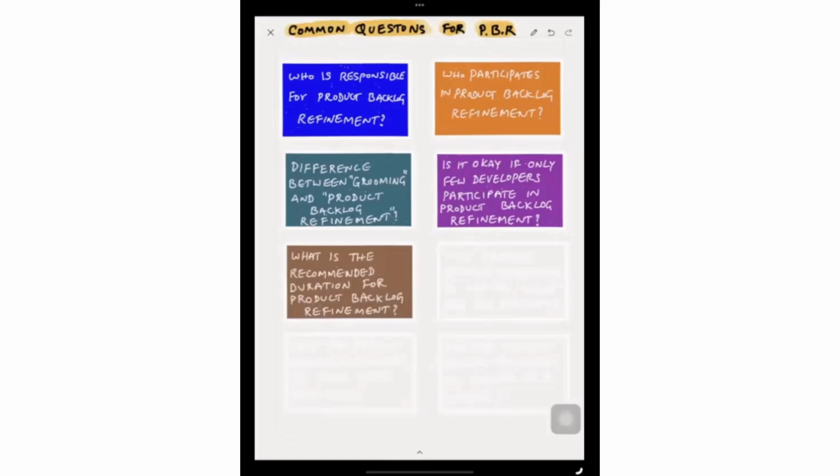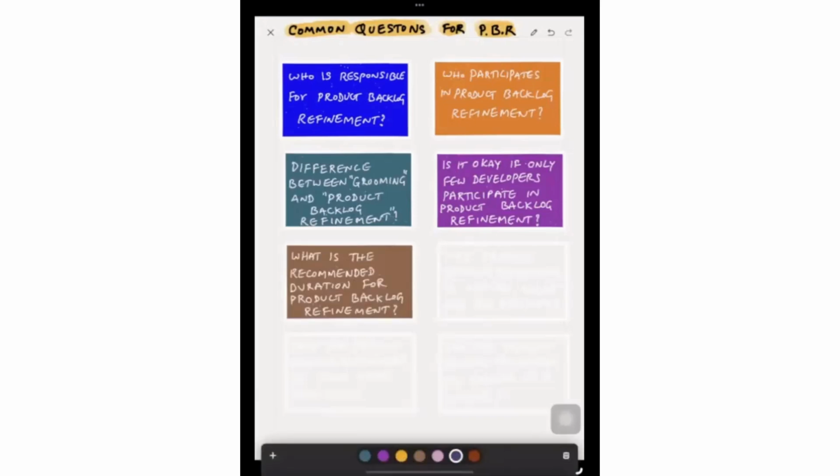What is the recommended duration for the backlog refinement? Until the 2017 Scrum Guide, there was a recommendation that about 10% of the overall capacity can be reserved for backlog refinement. But from the 2020 Scrum Guide, it was removed. So the best people to decide is the Scrum team, according to their capacity, their availability, the sprint length, and how much work they are doing.